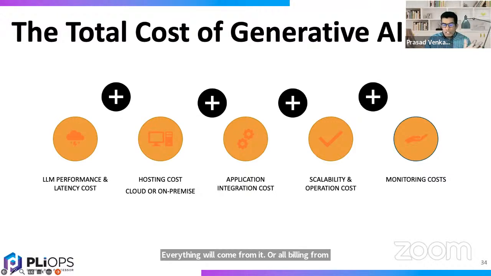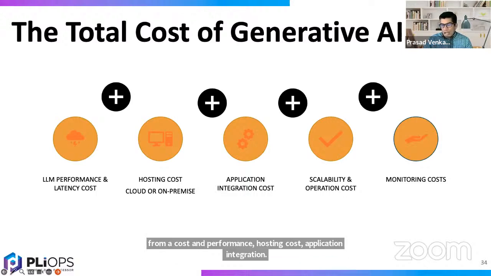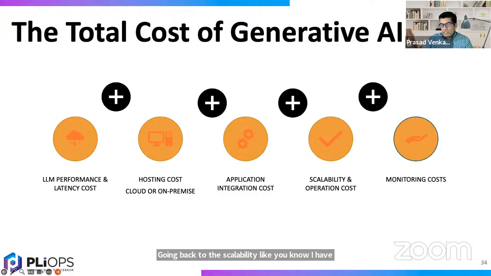From the total cost, if you are taking an end-to-end view, what does my LLM performance look like from a cost and performance perspective: hosting cost, application integration, and going back to scalability. I have 1,000 users today, next month I have 1 million. How do I scale? What is my operational overhead going to become, and the monitoring cost, so that the model will not drift significantly from what it has been defined to do.